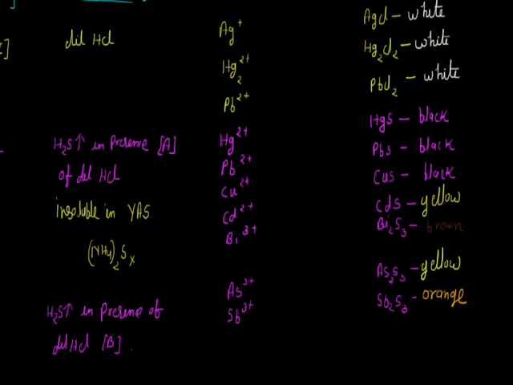Now the third radical that is placed in this group is tin, that is Sn plus 2. It forms the PPT stannous sulfide, SnS, its color is brown. Next radical is Sn plus 4. It forms the PPT SnS2. Its color is yellow. Cations of second B group are soluble in YAS.